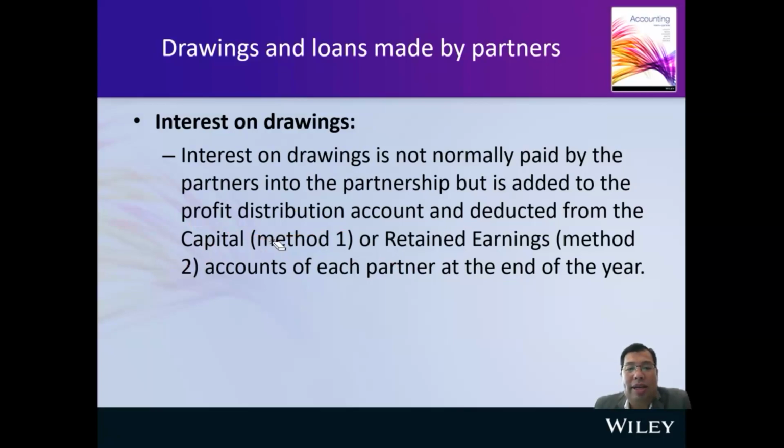What does it mean? When you charge interest to the partners, the business profit will increase. We're going to deduct from the capital, so we reduce the capital, but we increase the profit, and also the retained earnings if you use method number two. Interest on drawings is a revenue for the business, but it's going to reduce the capital for the partners.